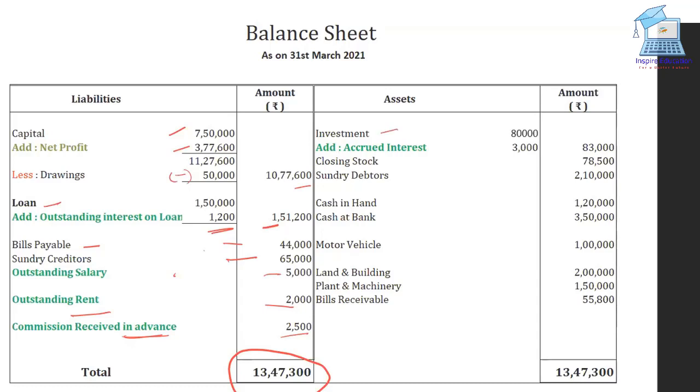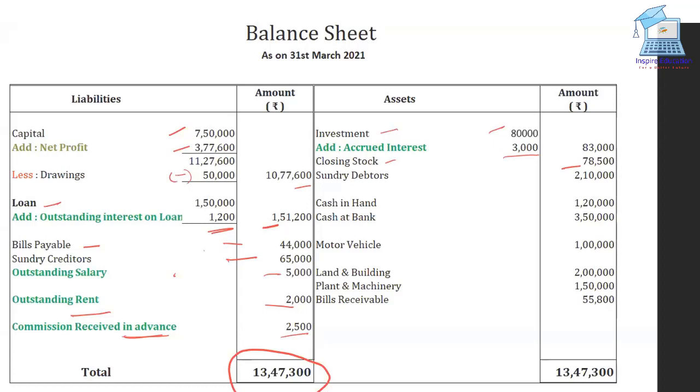Now we are preparing the assets. There is the investment of rupees 80,000 and accrued interest. Accrued interest means earned but not received. In the question it is said that interest yet to be received is rupees 3,000, so investment value becomes 83,000. We have added the amount. Or if there is no investment, we can write simply accrued interest without adding this amount with the investment. Then closing stock 78,500.